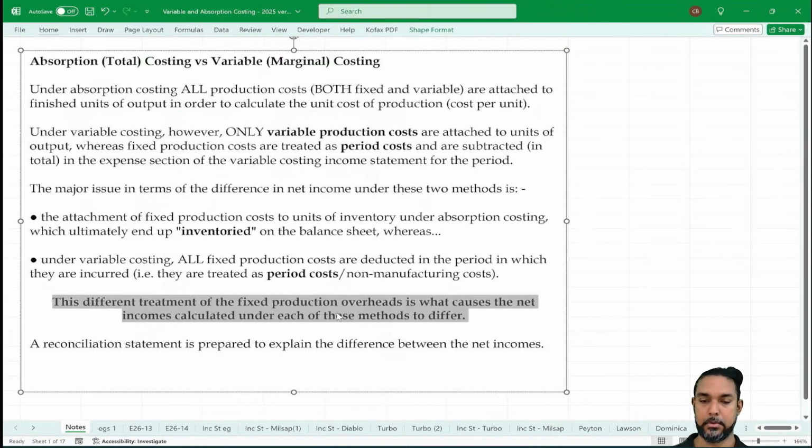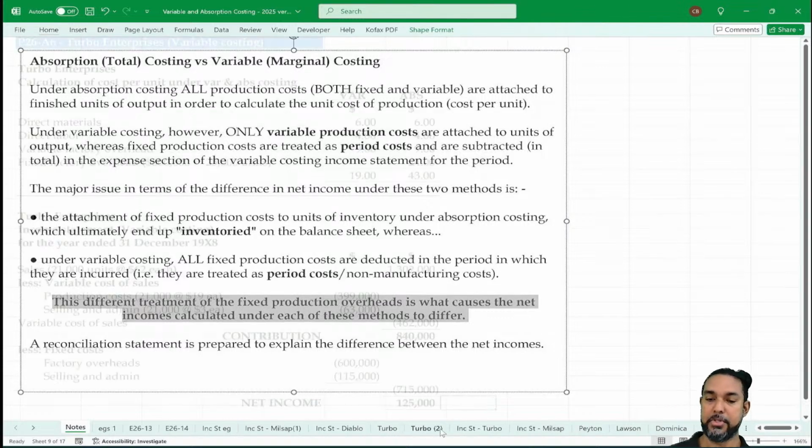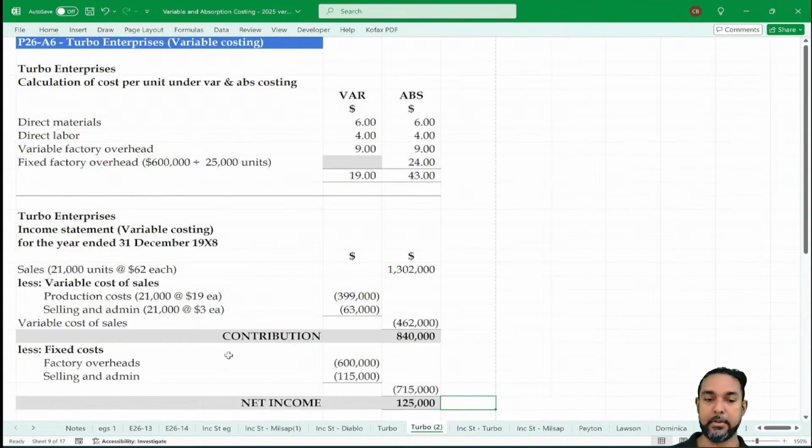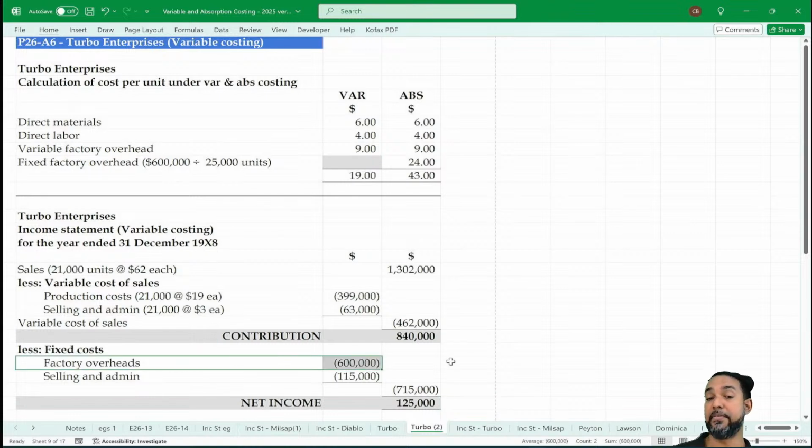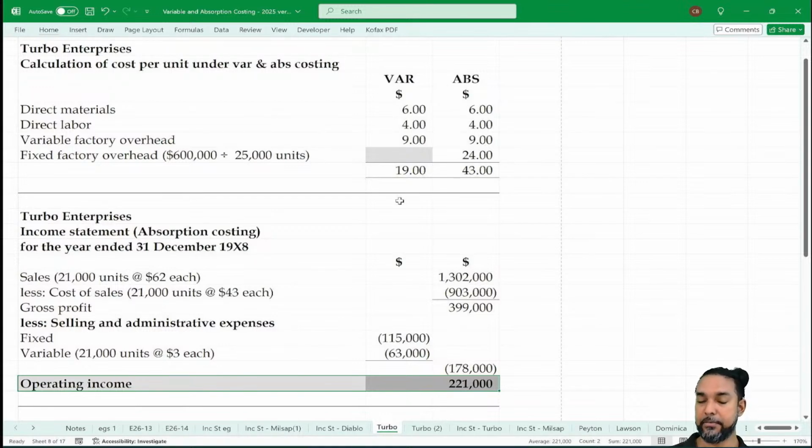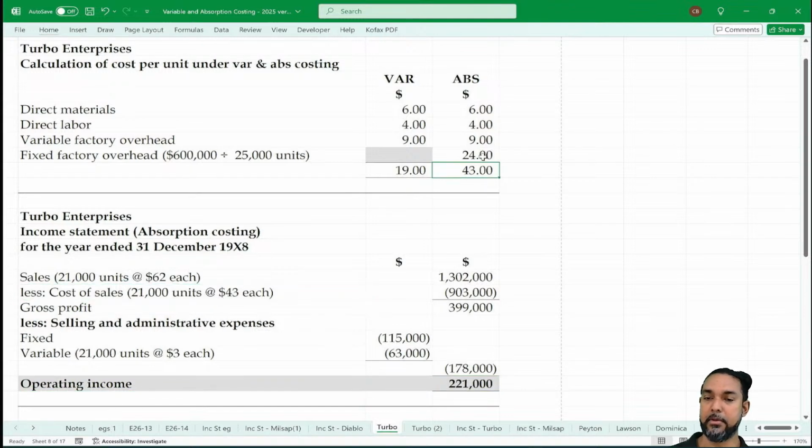So that's it. Now, what does that mean? We just did the variable costing income statement, and we subtracted all of the fixed factory overheads. Under absorption costing, however, we didn't. You might be saying, well, Chris, look, we have the $43 here, we include the cost per unit here and we subtract it. So how did we not include it?